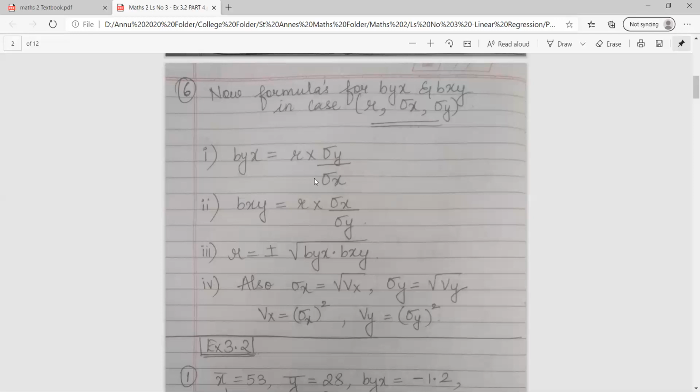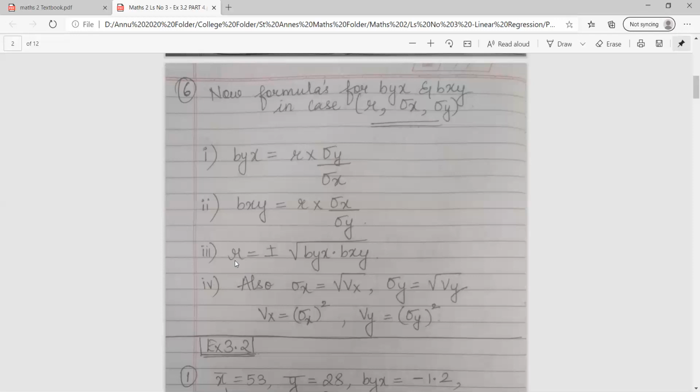So basically वैसा याद रखना आपको थोड़ा आसान पड़ सकता है. So choice is yours, whatever you want to call that particular sign. I usually call it shitty. And Bxy is equal to r into shitty x upon shitty y. Shitty means standard deviation. Okay.